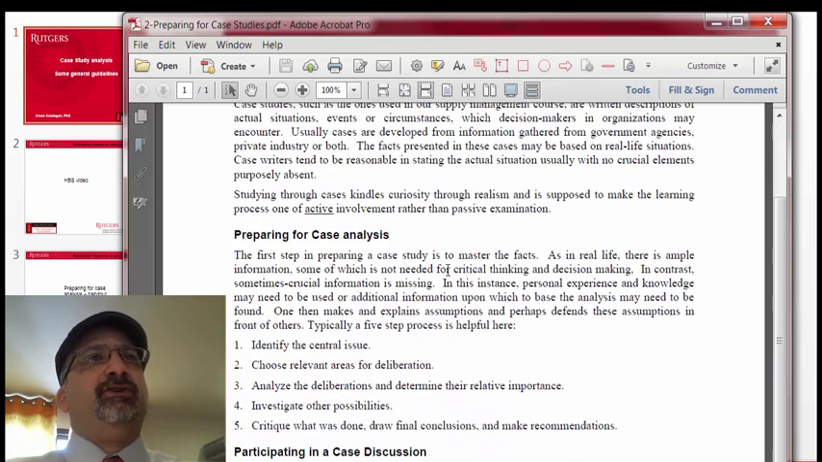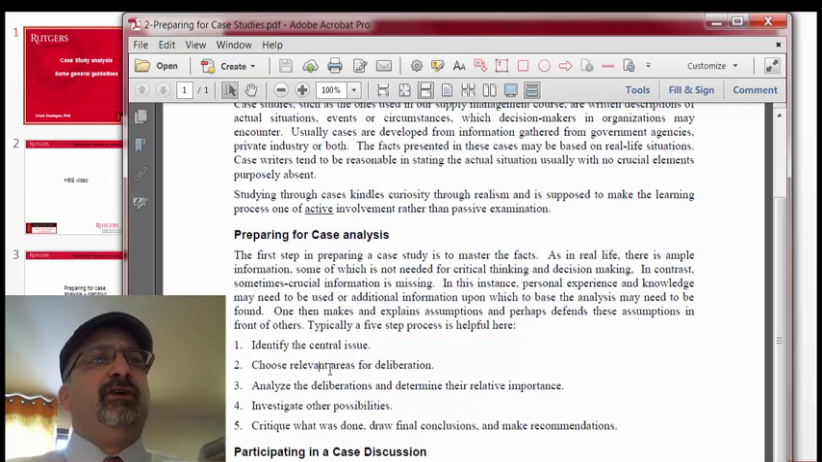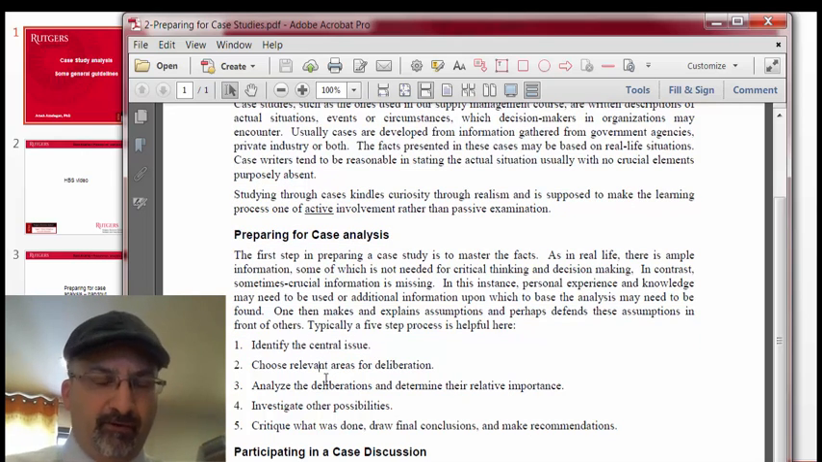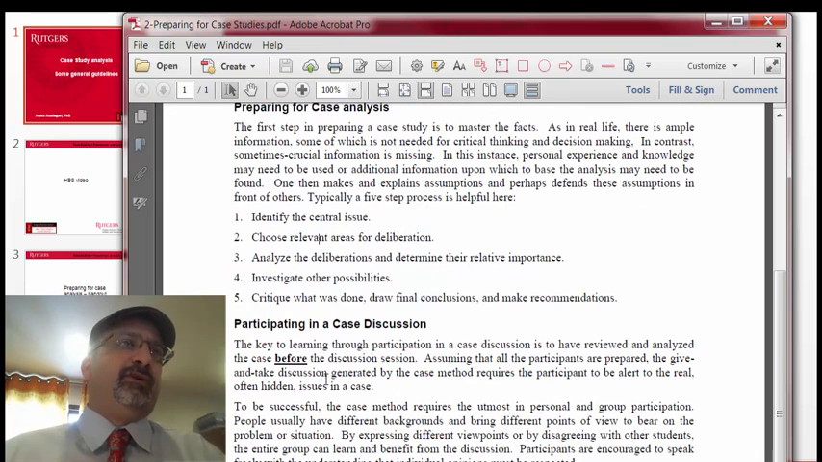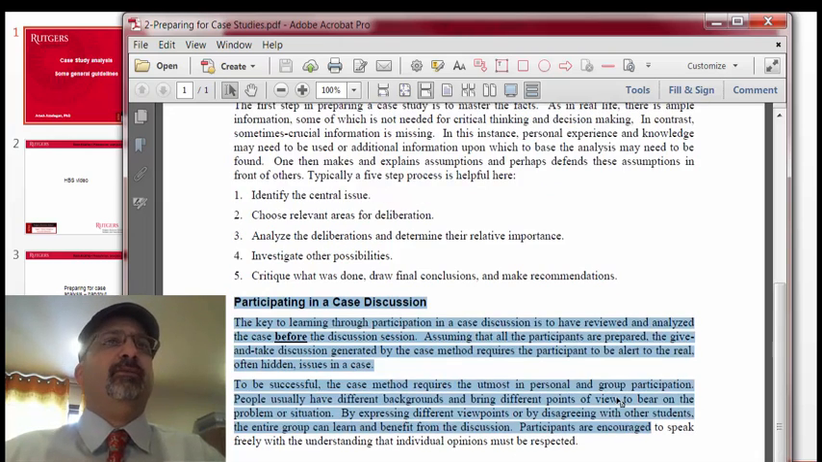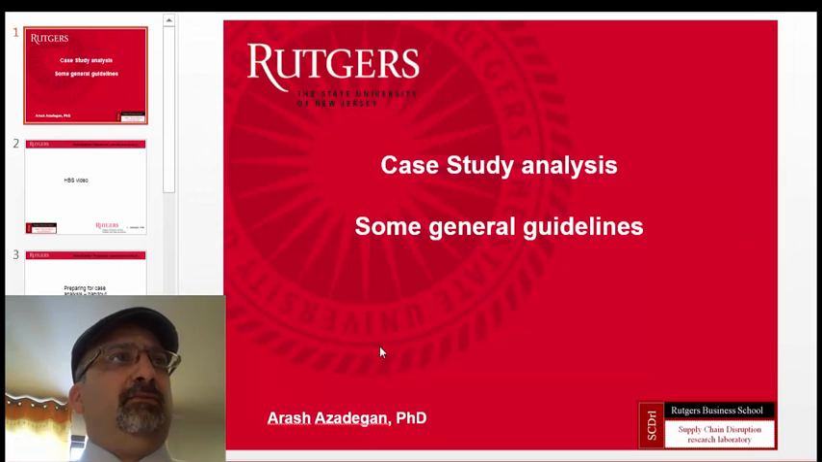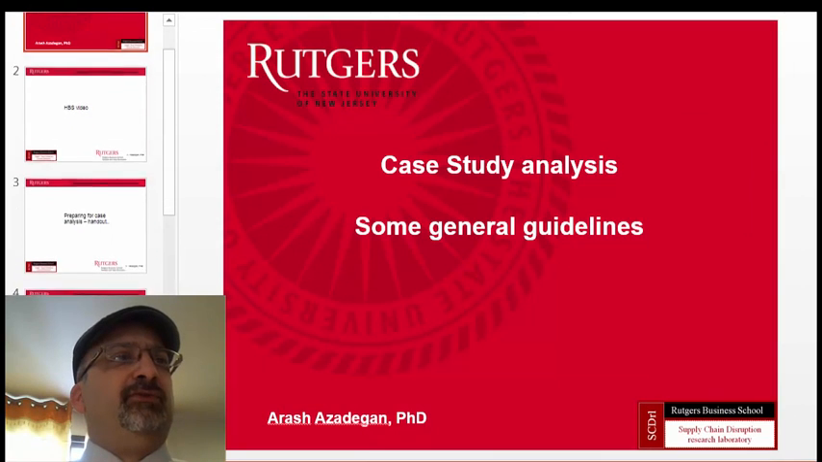In terms of preparation, preparing for it means to really highlight the central issue, choosing relevant areas, and 3 and 4, 5 after that, which I'll let you read. But participation, this single page is a good summary of what is expected of you in terms of participation and preparation. So do make sure to read through these.